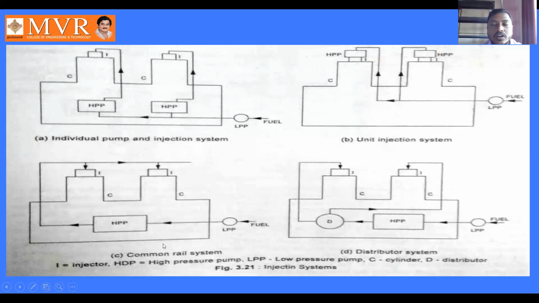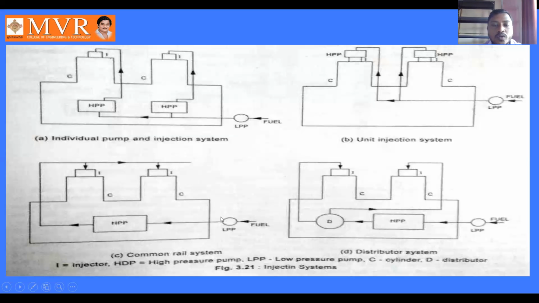And coming to the third one, it is the common rail system. Here we can observe how the common rail system is. The fuel, same as in the individual pump and unit injection system, is sent into the low pressure pump. From the low pressure pump, it is sent into the high pressure pump. Comparing with the individual pump and unit injection system, where we have two high pressure pumps, in the common rail system we have only a single high pressure pump.